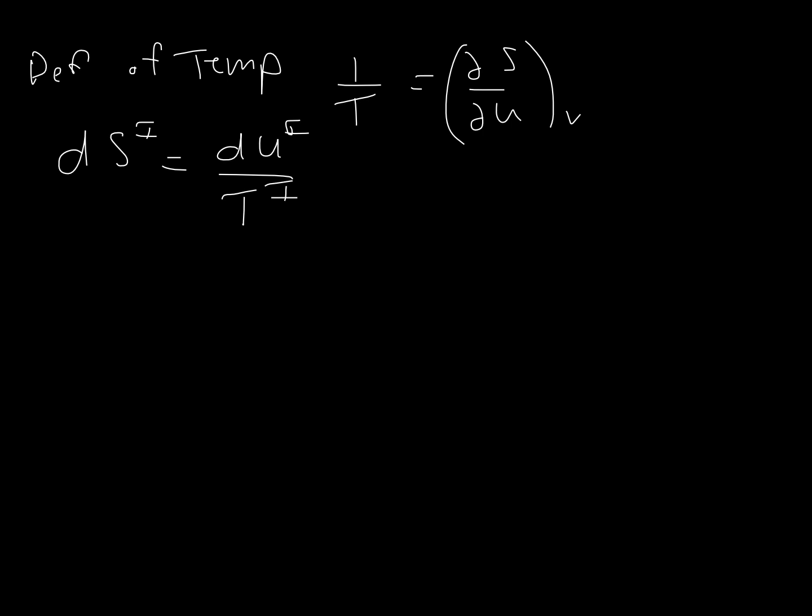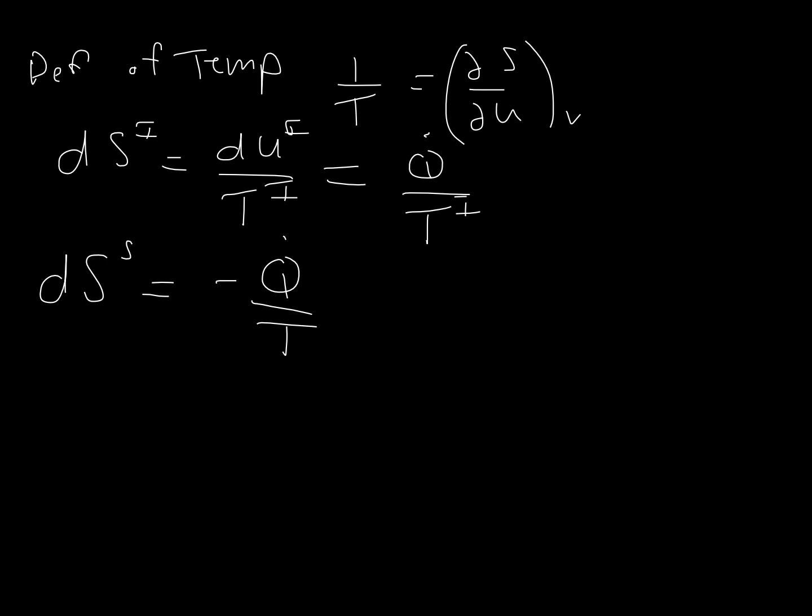Again, thermo math, you can kind of play around a little bit with these differentials. And from our first law energy balance, this is equal to Q dot over T. We can also write from the definition of temperature that dS of the surroundings is equal to minus Q dot over T, because dU of the system is equal to minus dU of the surroundings.